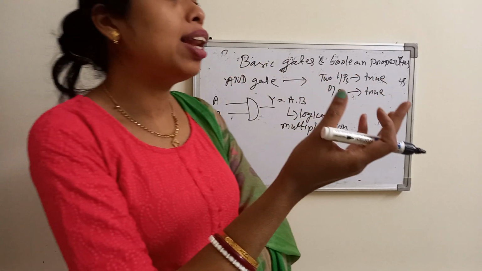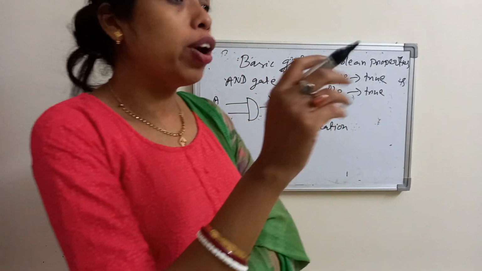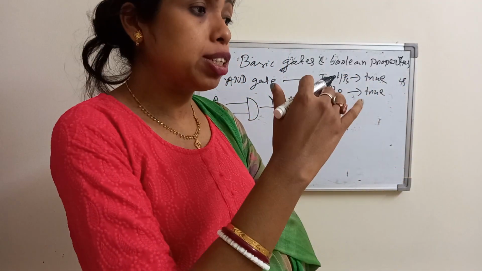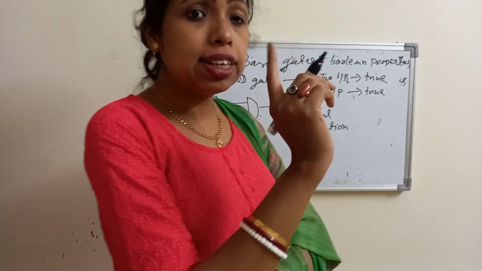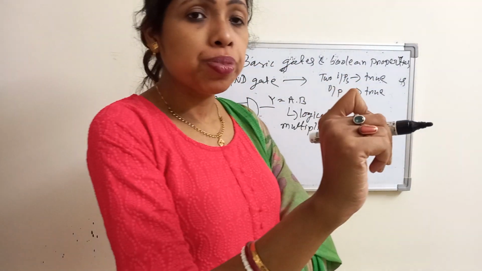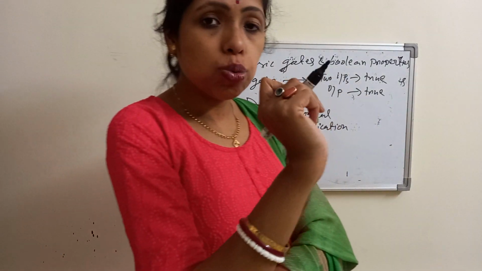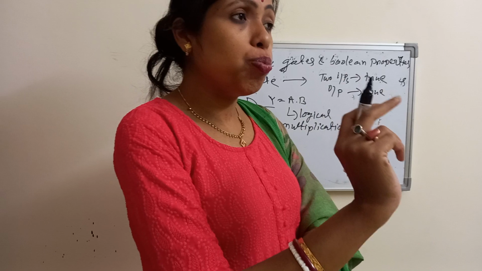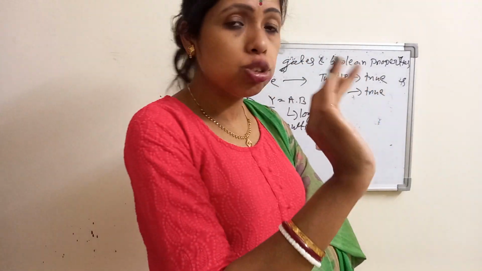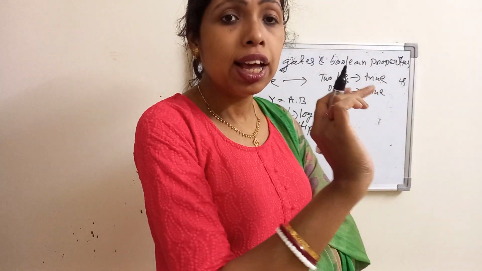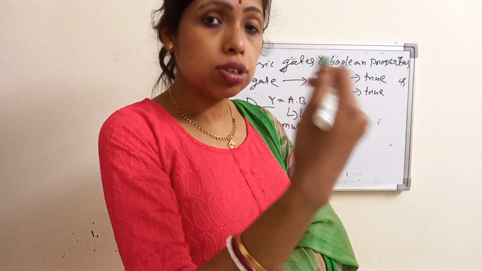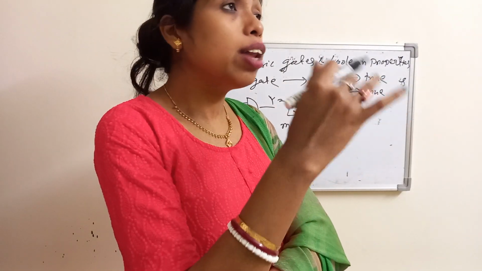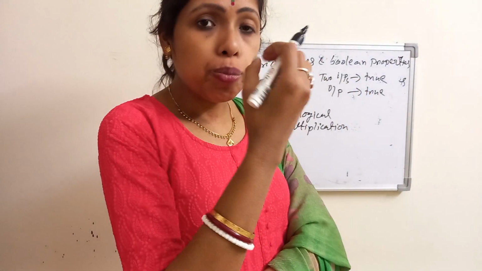Take a doorbell. When a person is there, the sensor will detect it, and that is one input. If you press the bell, that is another input. If both inputs are true, then you will get output and the bell will ring. This is the logic behind the doorbell system.